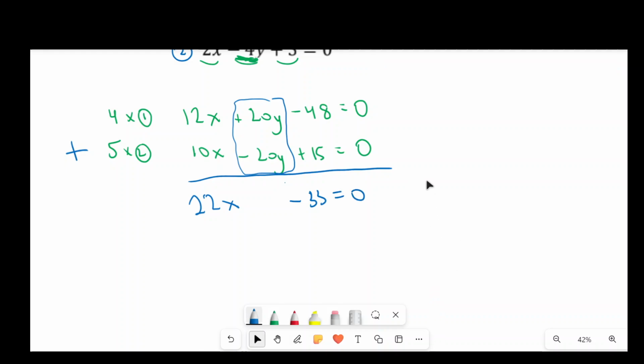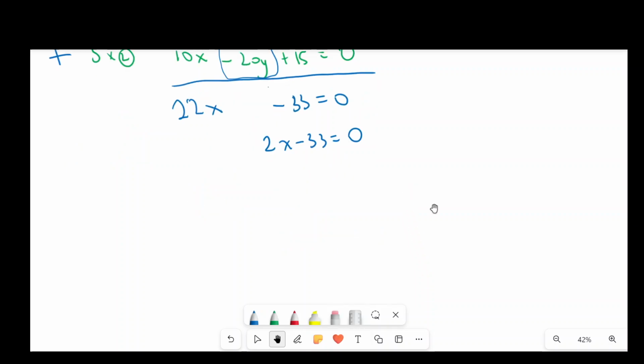And now I have, and I'll just rewrite it so it looks a little nicer, just one equation and only one unknown variable in it. So I can solve for x. Oops, and I wrote that as 2 instead of 22. There we go. So 22x would be equal to 33. So x is equal to 33 over 22, which reduces to, divide both sides by 11, 3 over 2.